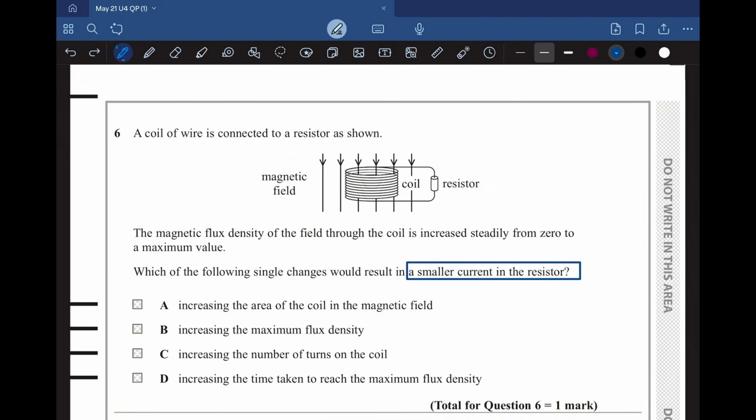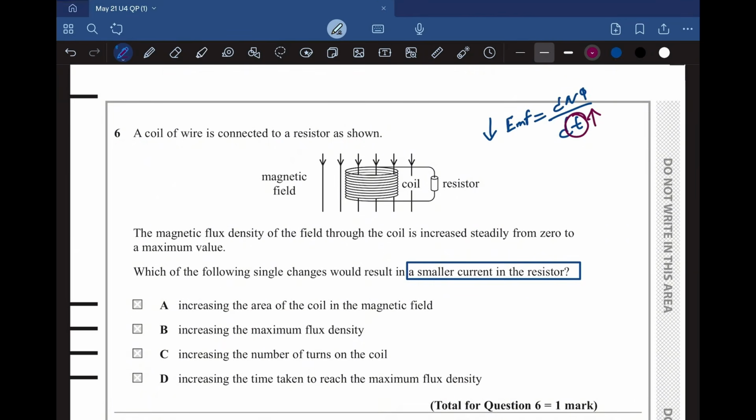As the current flowing through both of them is the same, we cannot decrease the current through the resistor directly. What we can do is decrease the current through the coil, which will decrease the current through the resistor. To do that, we will have to decrease the induced EMF in the coil. We know EMF is equal to N dΦ/dt, so to decrease the EMF, we will have to increase the time taken to reach the maximum flux density.